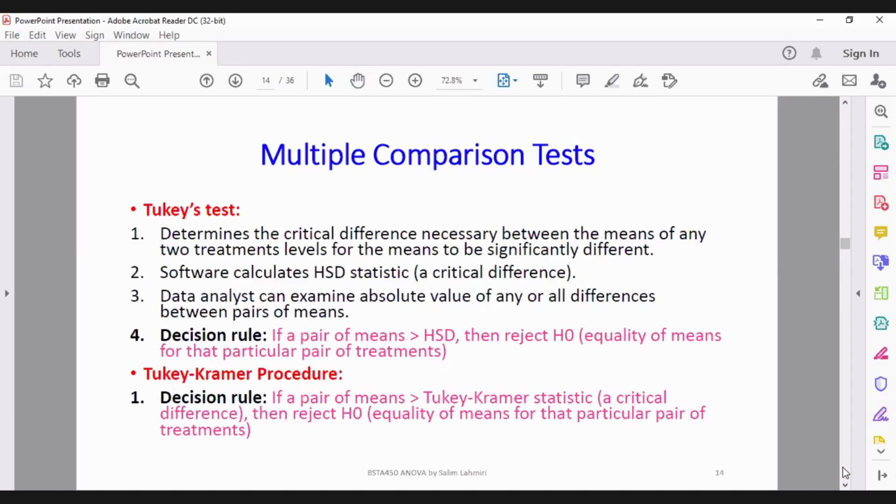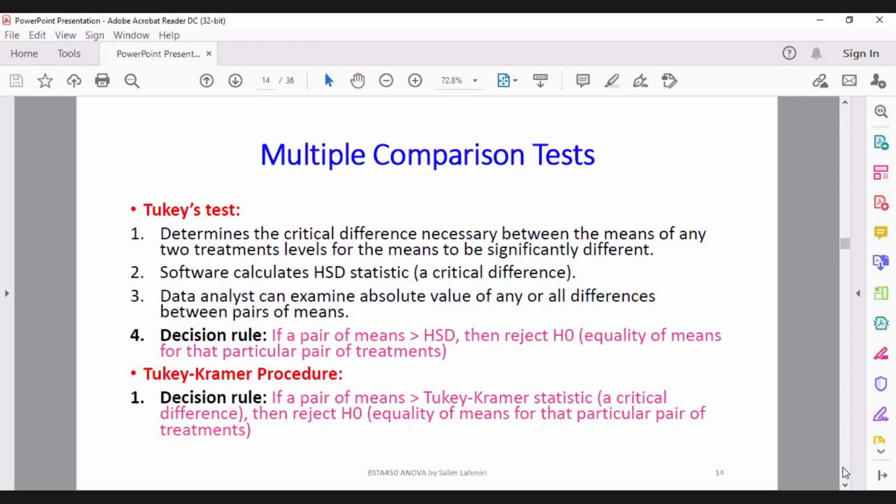The decision rule: if the difference for a pair of means is larger than HSD, then reject H0, the equality of means for that particular pair of treatments. So simply look at the p-value. P-value less than 5%, reject H0; larger than 5%, accept H0.